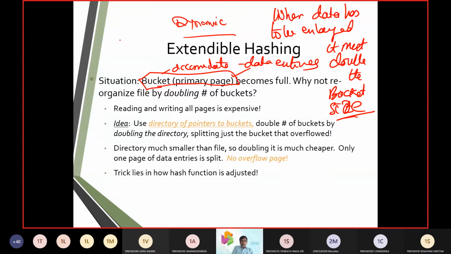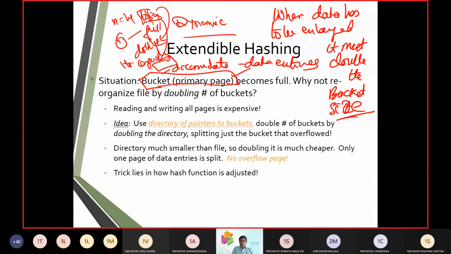Say n equals 4. Now I have 1, 2, 3, 4. All of a sudden a fifth entry comes, so it is full. Now what happens? I have to double the capacity. Then I can add something and give a pointer to this element. In this way we are managing extendable hashing, or dynamic hashing.